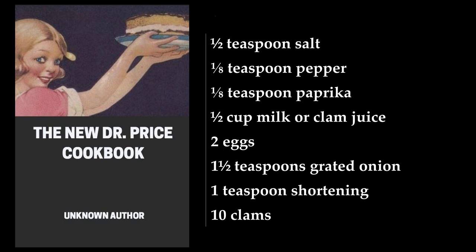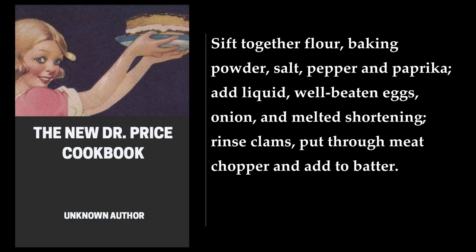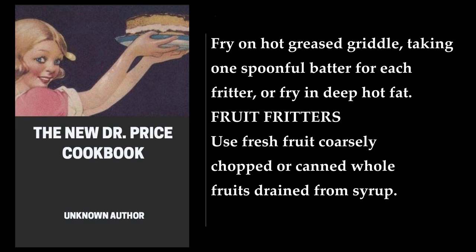1½ teaspoons grated onion. 1 teaspoon shortening. 10 clams. Sift together flour, baking powder, salt, pepper and paprika. Add liquid, well-beaten eggs, onion, and melted shortening. Rinse clams, put through meat chopper and add to batter. Fry on hot greased griddle, taking 1 spoonful batter for each fritter, or fry in deep hot fat.